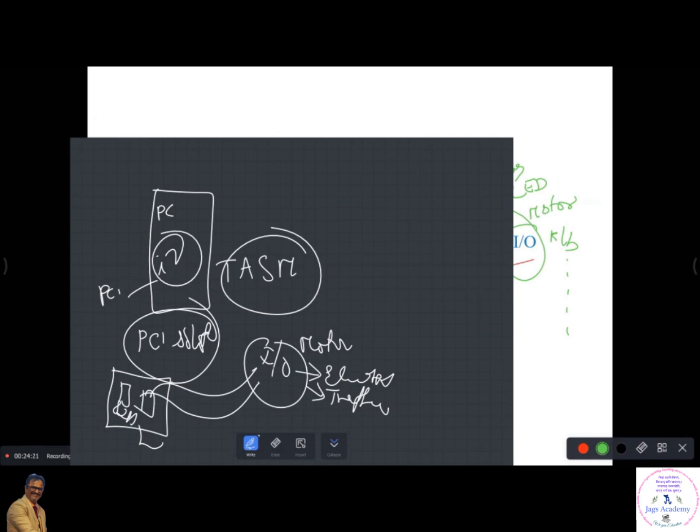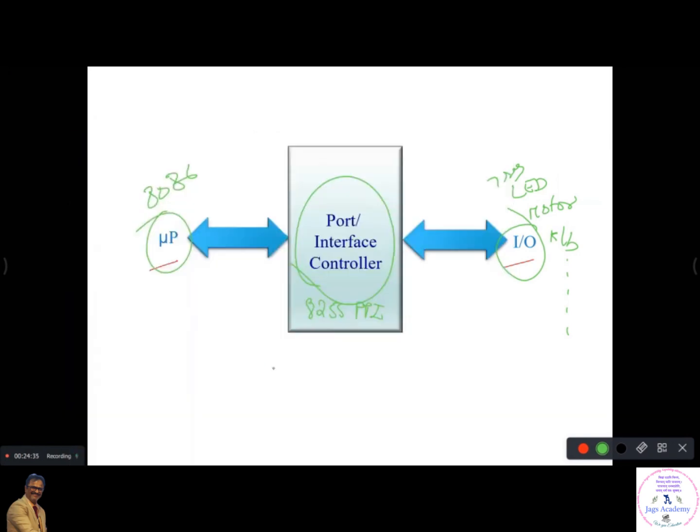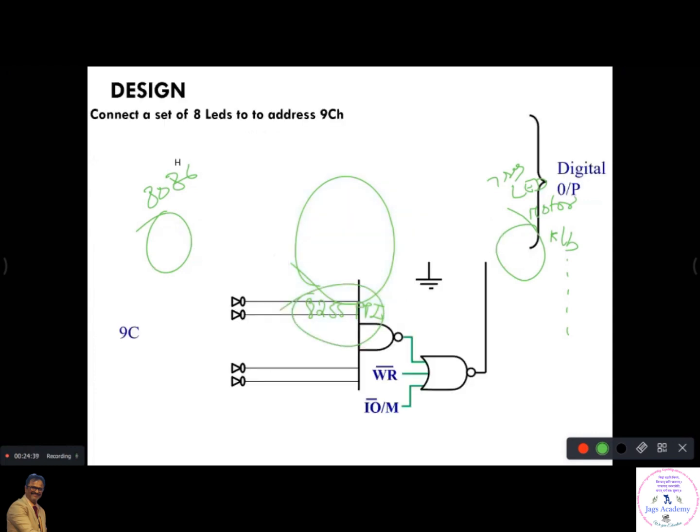Just for your information, you have the 8255 connected to the PC's slots, and through the 8255 you are actually connecting your IO devices. I hope you understood this. So having this 8255 peripheral interface is very important for this.